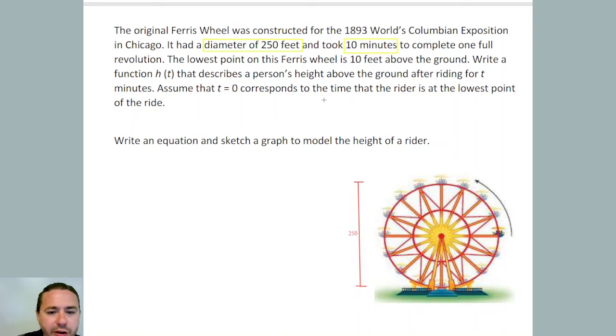The lowest point on the Ferris wheel is 10 feet above the ground. This is what I was talking about earlier. In other words, when you get on this, you're not actually on the ground, you're in this bucket, and you're actually 10 feet above the ground. So we'll just say this little distance right here is 10 feet.